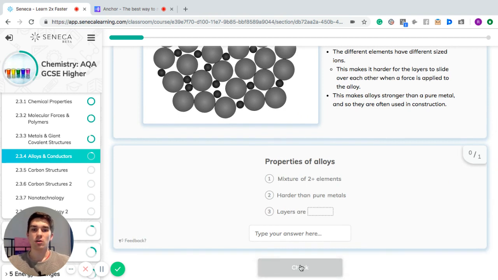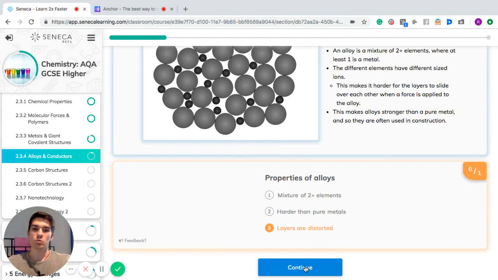So some properties of alloys. Remember, it's a mixture of two metals, they're harder than pure metals, and the layers are distorted. By distorted, we mean that they have large ions and big ions in them, so that they're not just straight layers.